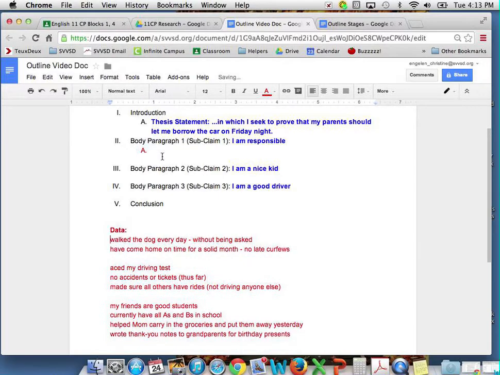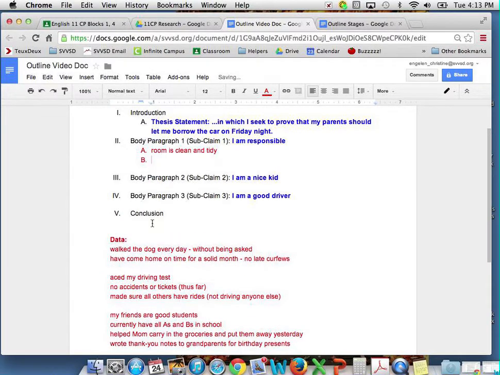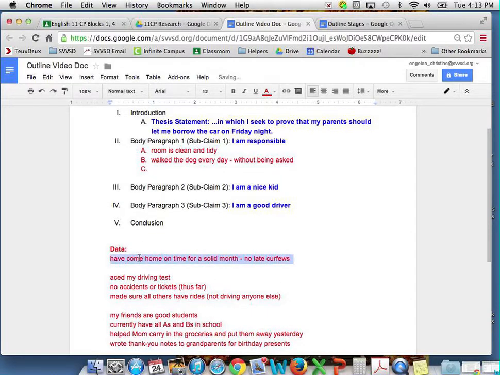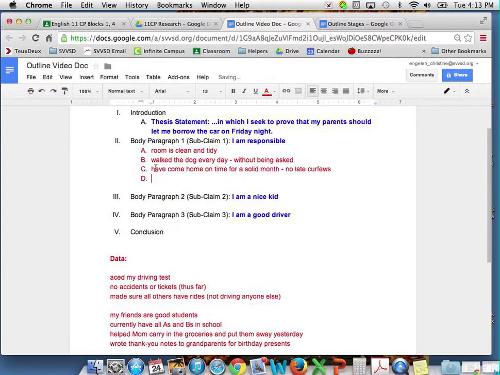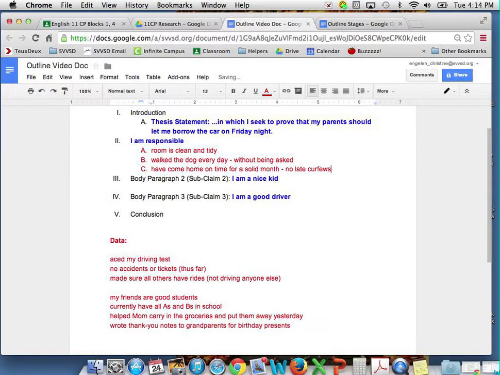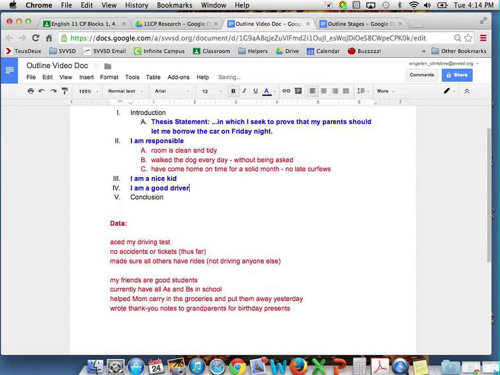So I can just cut that and paste it right in there, that I walk the dog every day, that I've met my curfew. Okay, so I've got 3 pieces of data there in body paragraph 1, subclaim 1, that I am responsible. And just to make it a little bit easier to see, I'm going to move my claims over to where the Roman numerals are so that they're nice and easy for me to see. I don't have all this introductory stuff going on here. Okay, there I go. All right, I got my conclusion.